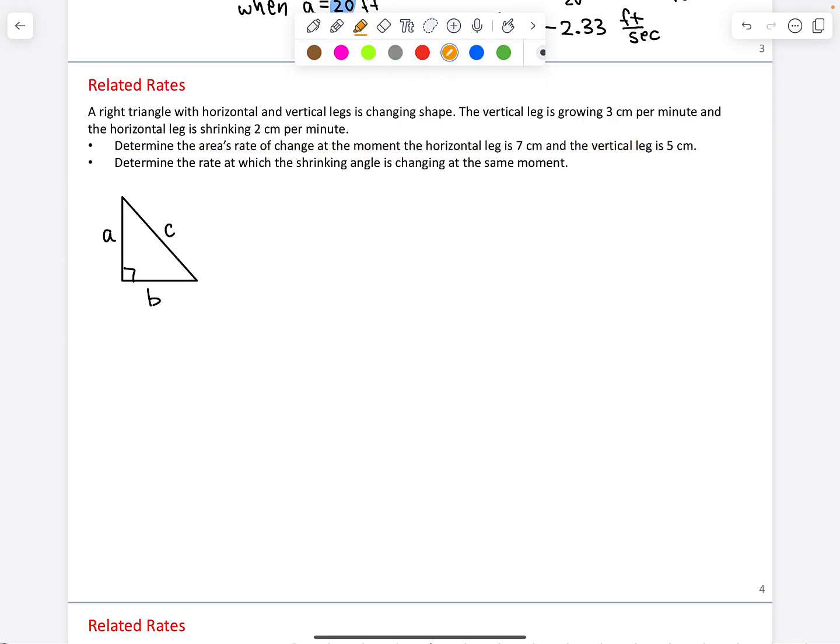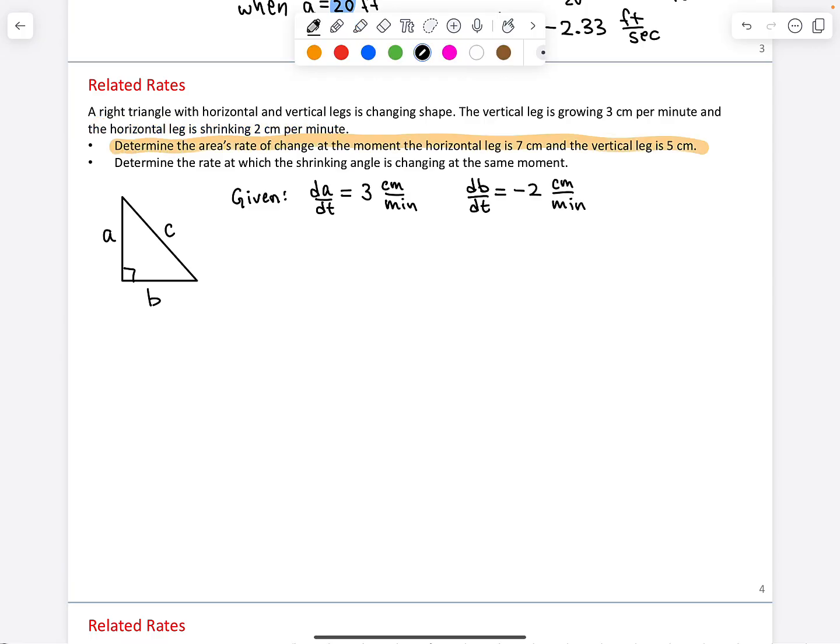Step 2 is to identify the givens and the goals. It is given that the vertical leg is growing 3 centimeters per minute. So we are given that dA/dt, growing, so positive, is 3 centimeters per minute. We also are given that the horizontal leg is shrinking 2 centimeters per minute. So the horizontal leg is b, so we have dB/dt, and the fact that it's shrinking means I need to use a negative rate, so minus 2 centimeters per minute.